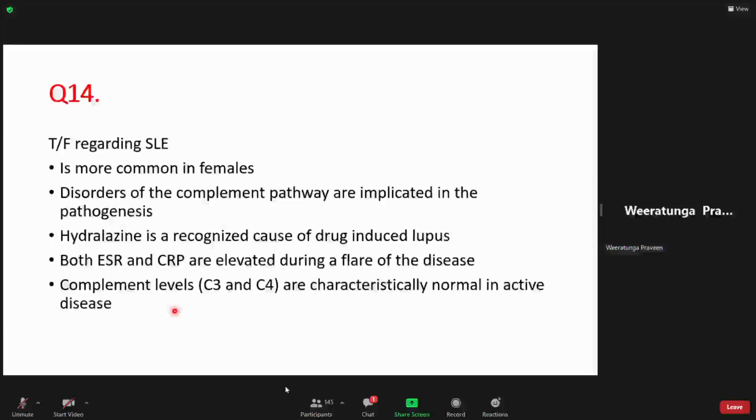Right? If an SLE patient has both ESR and CRP high, write this down very clearly, you have to think of an infection, right? So this can happen when they have an infection, or when there is serosal involvement. Serosal involvement, you can have both ESR and CRP going up.